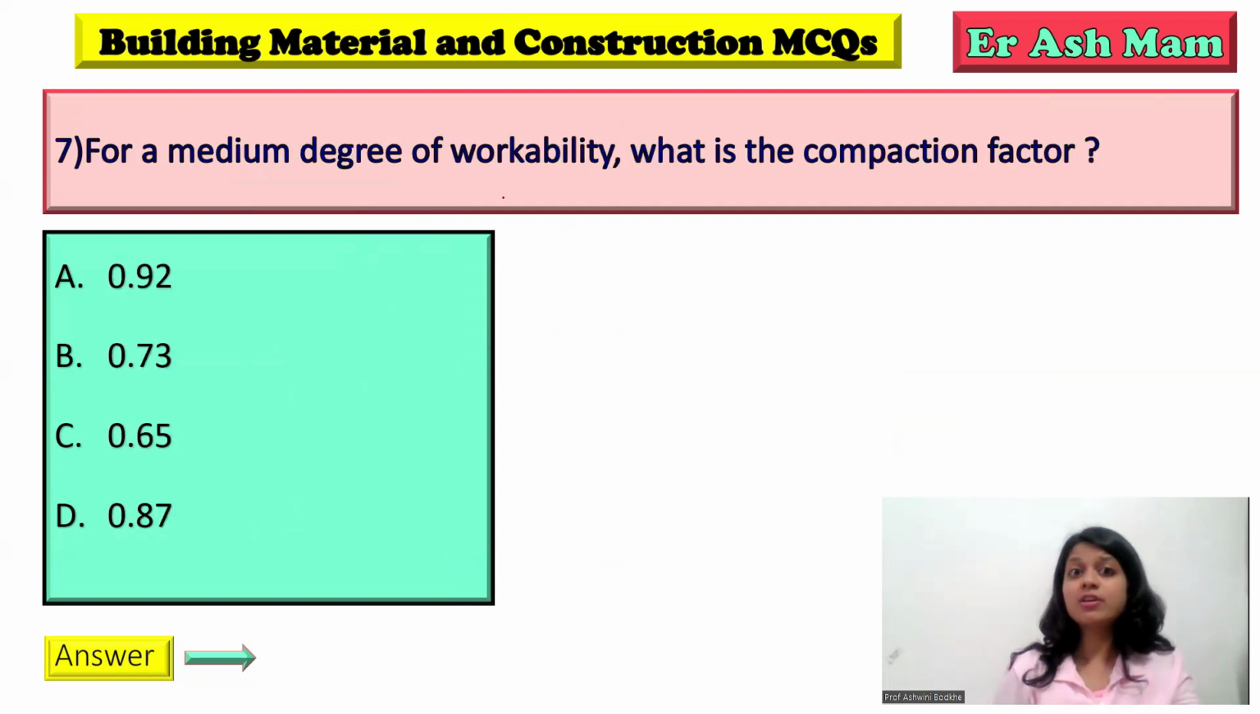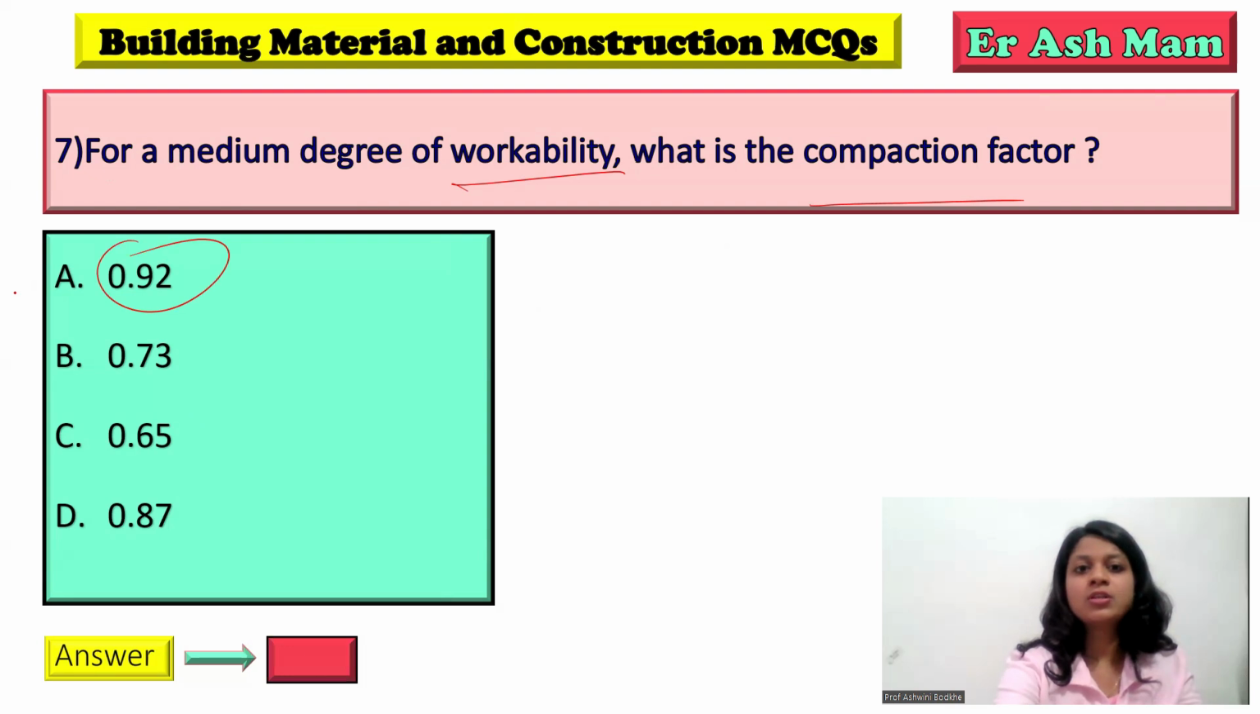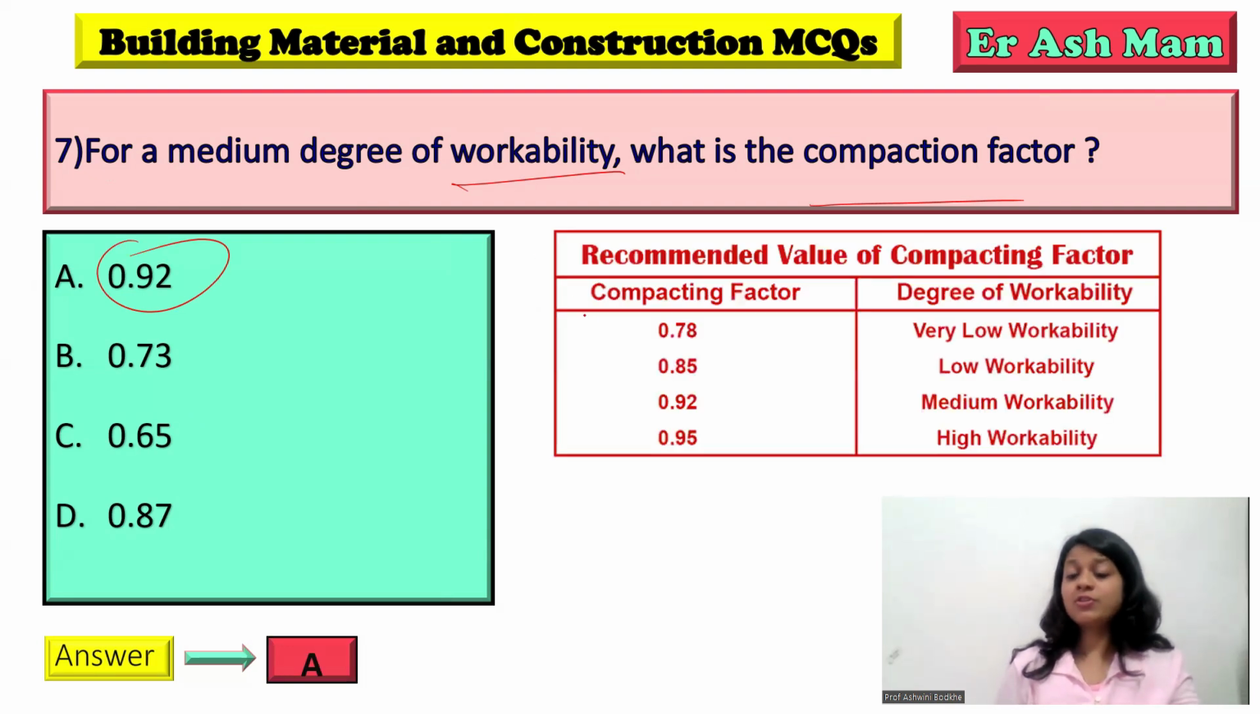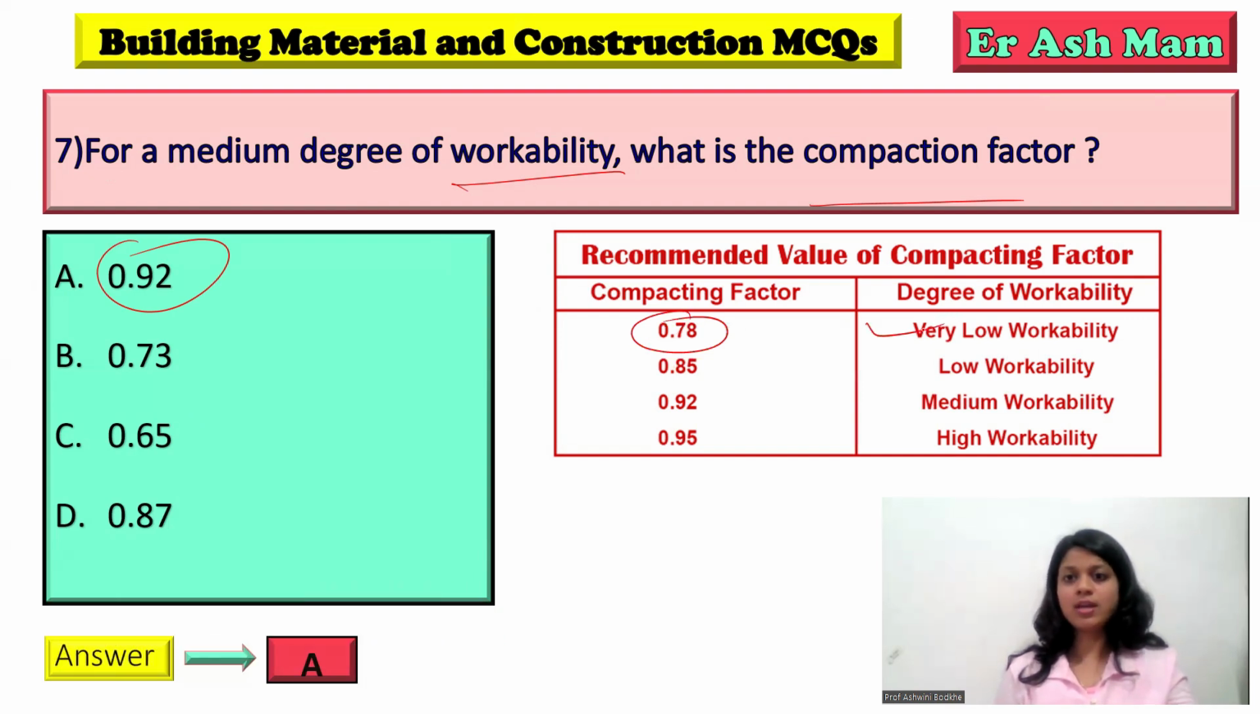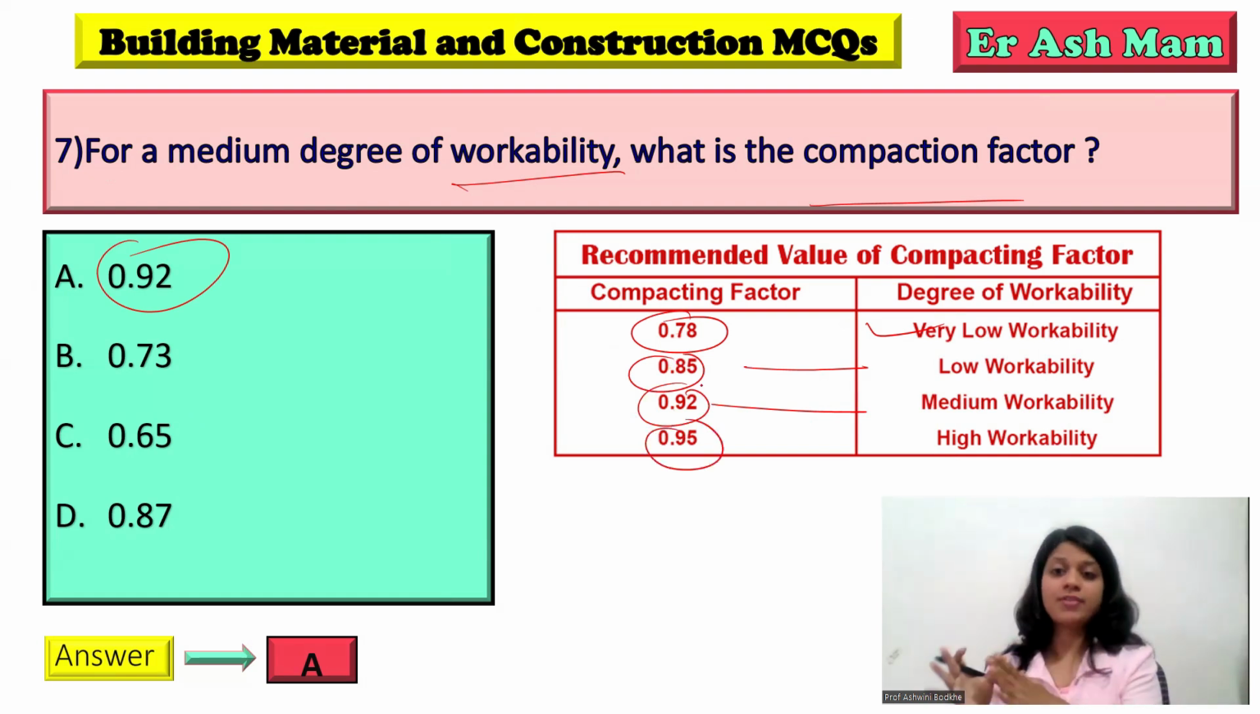For a medium degree of workability, what is the compaction factor? For medium degree, it is 0.92. Here is the chart. If the compaction factor is 0.78, then the degree of workability is very low. If it is 0.8, then low workability. And 0.92 is medium workability. If the compaction factor is 0.95, it means high workability.